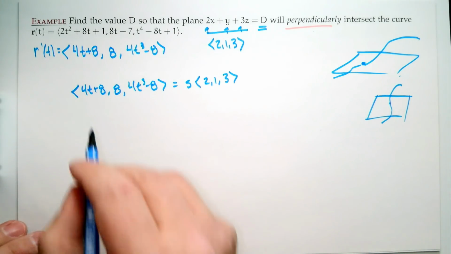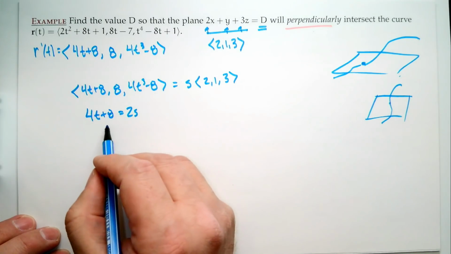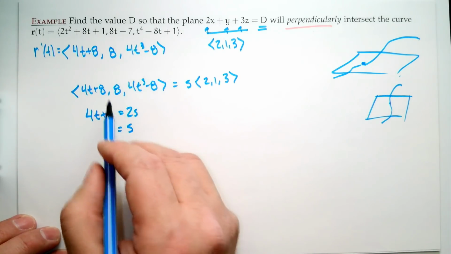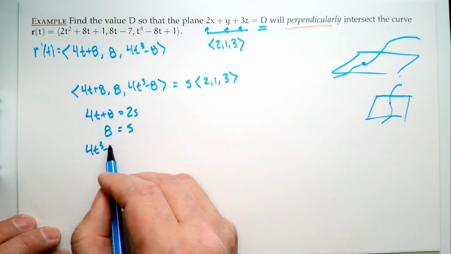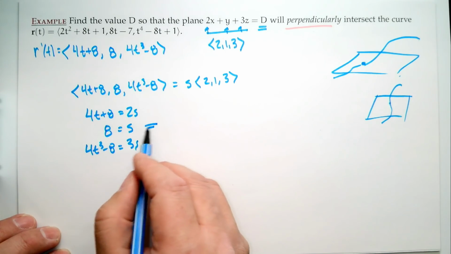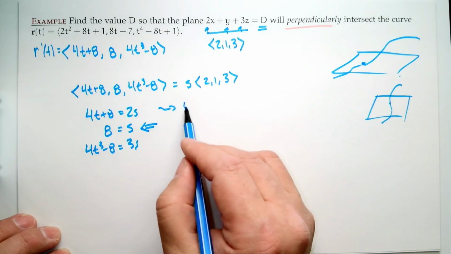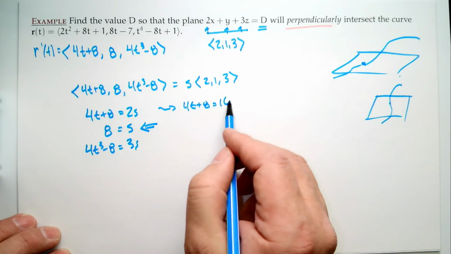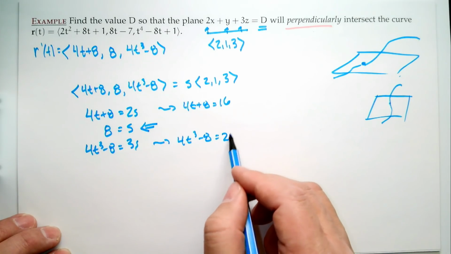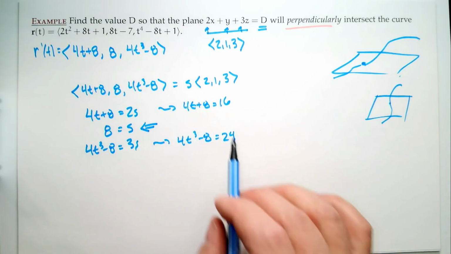So this gives us a series of equations. 4t plus 8 has to be twice S. That's from the x-coordinate. 8 has to be equal to S. That's from the y-coordinate. And 4t cubed minus 8 has to equal 3 times S. Well, the good news is the middle one is easy to solve. So we now know that S should be 8. So this tells us that we need 4t plus 8 to equal 16. And of course we need 4t cubed minus 8 to equal 24, because I'm plugging in S equals 8. It's probably easier to solve the first one here.